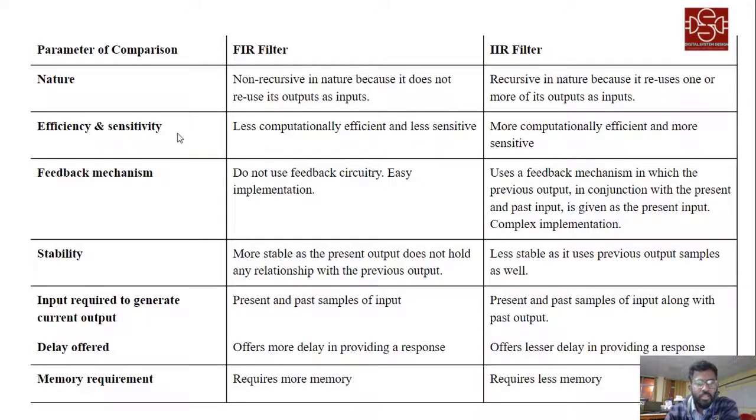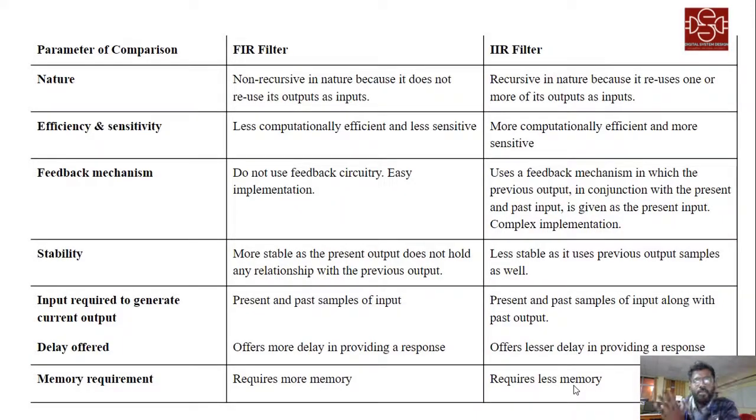Suppose in terms of computational efficiency and sensitivity, you can say that the FIR filter is less computationally efficient and less sensitive, whereas the IIR filter is more so. For stability, you can say that FIR filters are more stable, as the present output doesn't hold any relationship with the previous output. The IIR filter is comparatively less stable. And for memory requirement, the FIR filter requires more memory, and the IIR filter requires less memory.